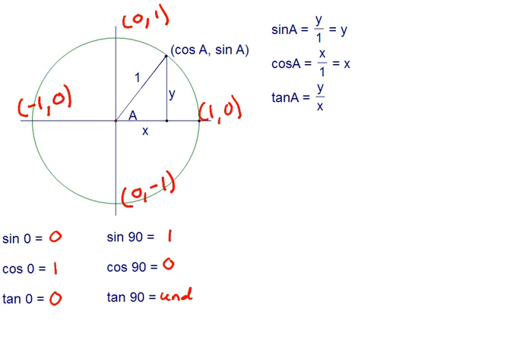Next, we will look at sine, cosine, and tangent of 180. Once again, sine is equal to the y value. The y value here is 0, so sine of 180 is 0. Cosine of 180 is equal to the x value, which in this case is -1, so cosine of 180 is -1. And tangent of 180 is y over x, which is 0 over -1. 0 divided by -1 is 0.